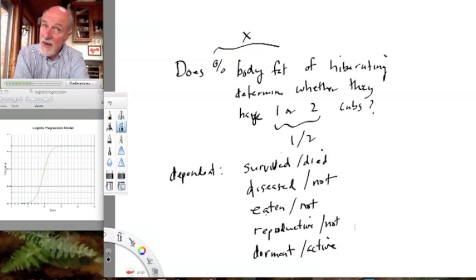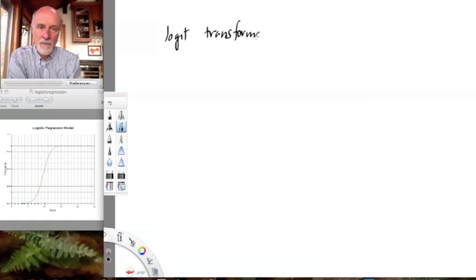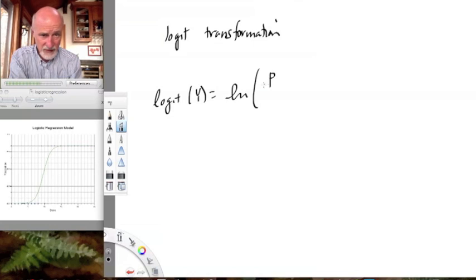Now, if they're functions of nominal x variables, then we are in that fourth corner that we will look at next, which is a log likelihood kind of test. Okay, so that's where logistic regression fits. So what exactly is logistic regression? In logistic regression, what we do is we perform what's called a logit transformation.